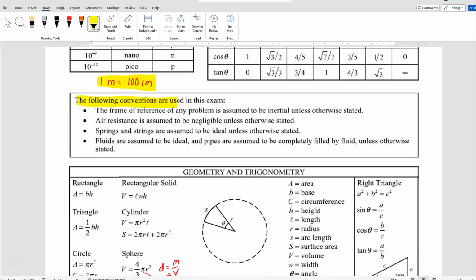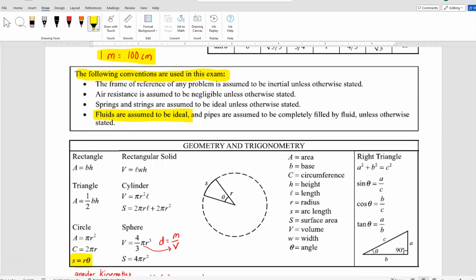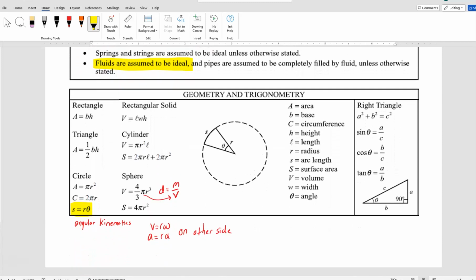Here's just some things that you've seen on our tests, which is basically air resistance can be ignored, friction can be ignored. Springs and strings are ideal, meaning that they have no mass, so you don't put them into your calculations at all. Fluids are ideal, they don't change density. So all the things we've talked about before are things you can kind of just ignore to make the problems work out the way they're supposed to.